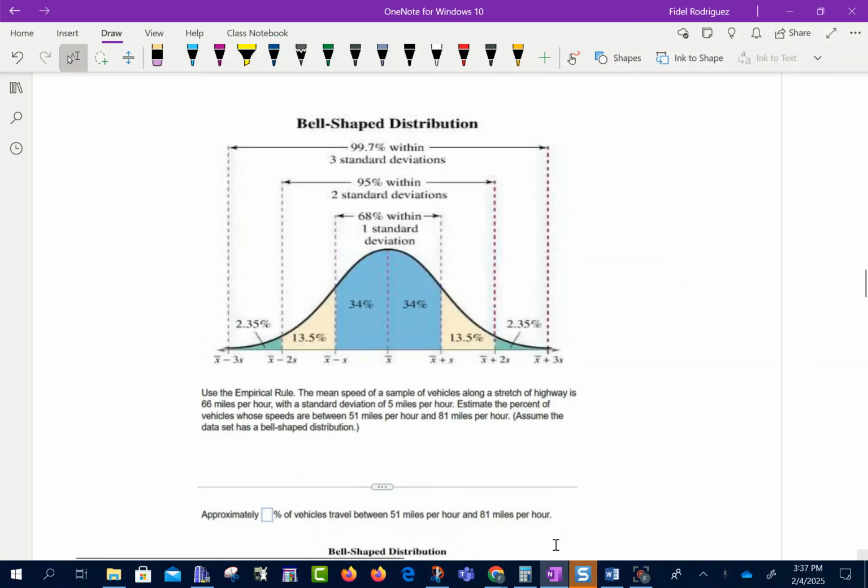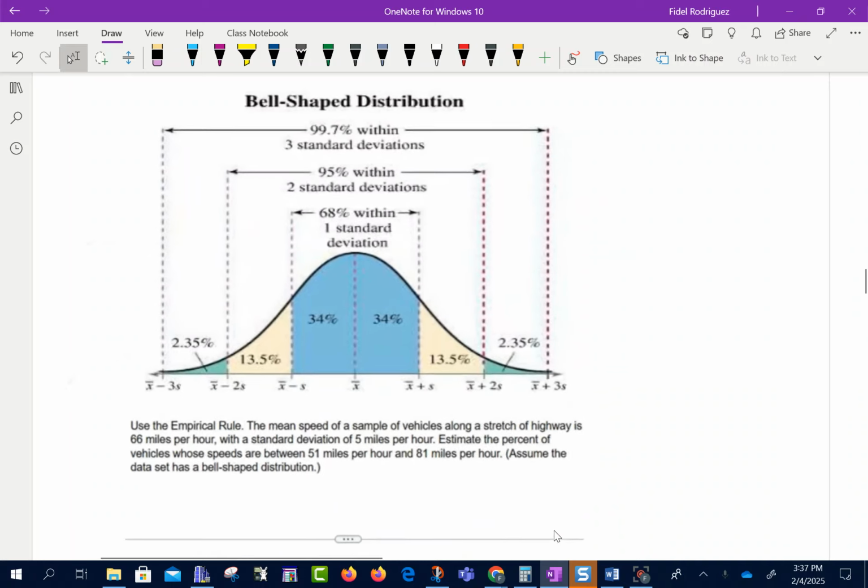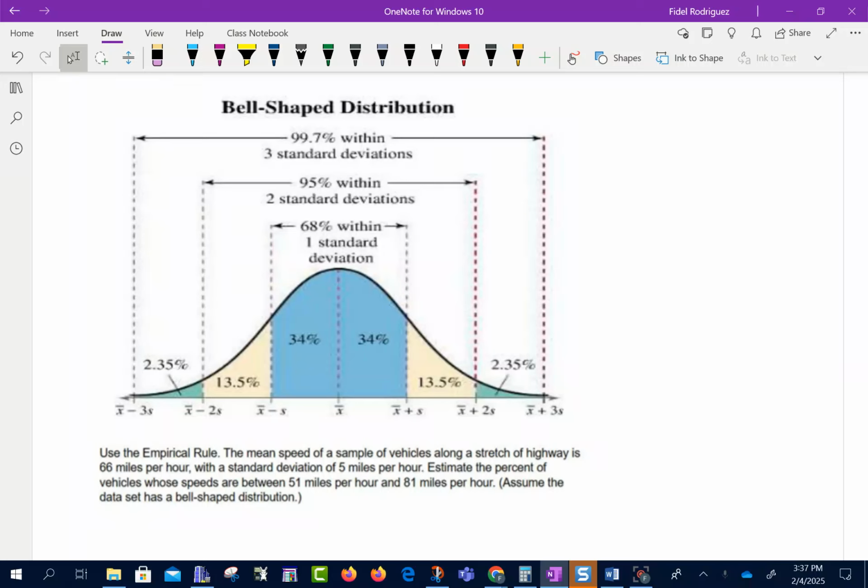All right, so y'all, this is the second part of 2.4. And so we're going to be using this idea called the Bell distribution. I'm going to walk you through the process of how we're going to do these problems, okay? So y'all, let me just zoom in here so I can see this a little bit better. And I'm going to show you y'all how we're going to do this.